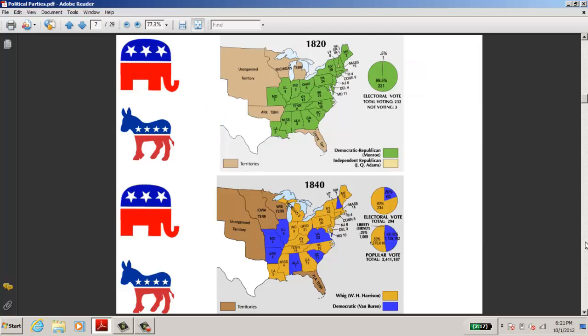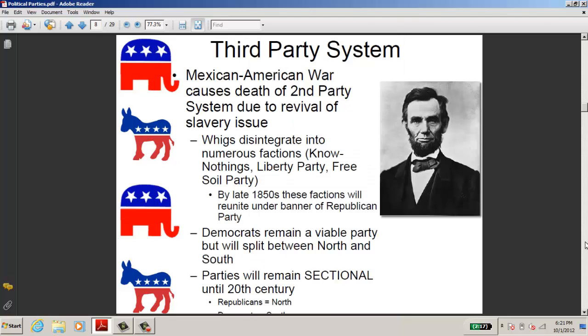Now, the second party system, you can see here the death of the Federalist Party in 1820, with the country being unified, and yet by 1840, both the Democrats and Whigs, who are both national parties, you can see these aren't sectional parties or local parties. You see the Democrats taking states in the North, South, and West, and the Whigs doing the same. Now, the second party system will die with the Mexican-American War.